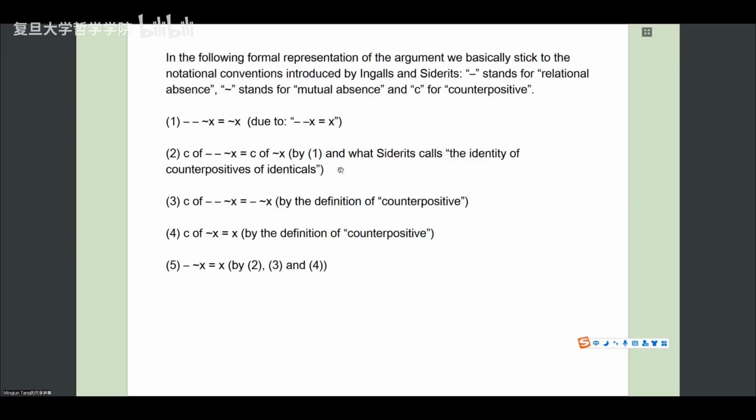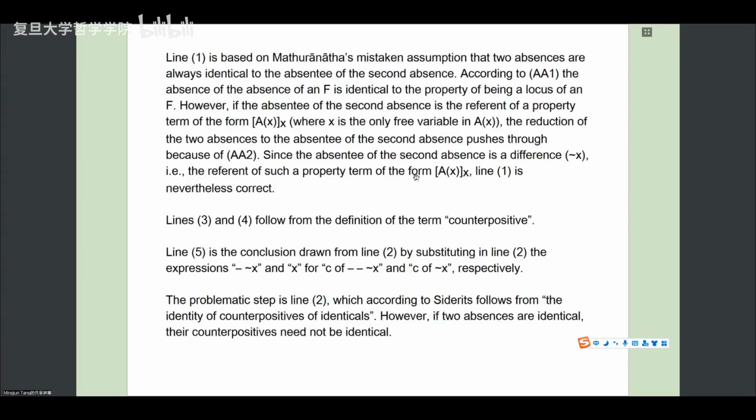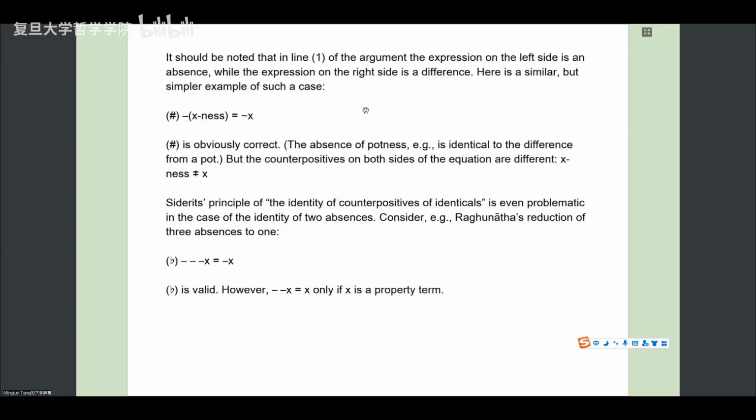Now we move on to slide 61. Next one, okay. So it should be noted that in line 1 of the argument, the expression on the left side is an absence, while the expression on the right side is a difference. And here's a similar but simpler example of such a case. Absence of Xness is a difference from X. I call this identity sharp. Sharp is obviously correct. For instance, the absence of potness is identical to the difference from a pot. Okay. But the counterpositives on both sides of the equation are different. Xness is unequal to X.